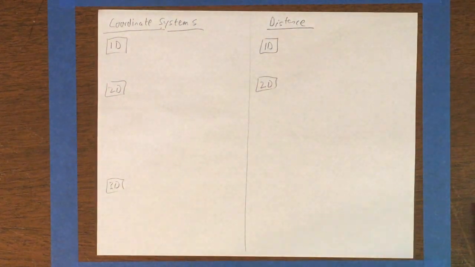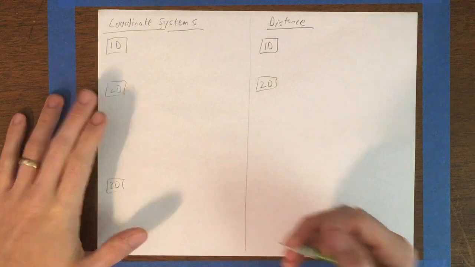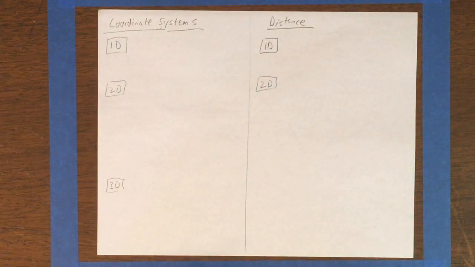All right, so I want to review coordinate systems for everybody. Coordinate systems are if you want to plot, or visually represent, solutions to equations or just numbers themselves, then you might use a coordinate system. And I want to break this up by the number of dimensions.